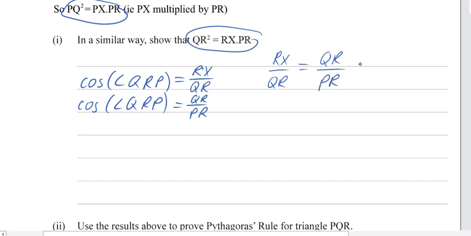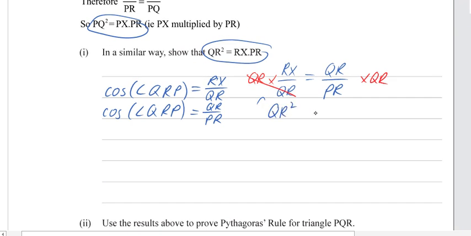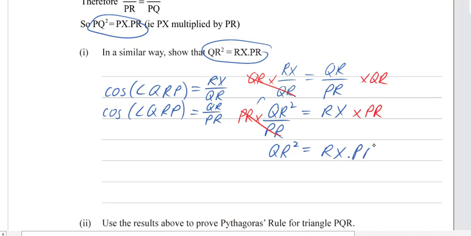So I'm going to start solving this by times both sides by QR, and that will cancel those two out and leave us with QR squared over PR on one side, and that's equal to RX on the other side. Now I can do a similar algebraic move, times both sides by PR, and they cancel out on that side and leave us with QR squared equals RX times PR, which is what we're asked to do, and so that's it.